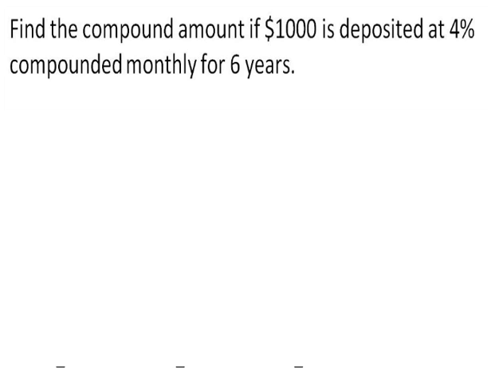Now with the next example, what we're going to show is that even if we were to invest the same amount at the same annual interest rate and the same number of years, the more times it's compounded in 1 year, the more interest you actually will earn. So you're told to find the compound amount if $1,000 is invested at 4% compounded monthly for 6 years. So in this case, it's compounded 12 times per year instead of just 1 time.